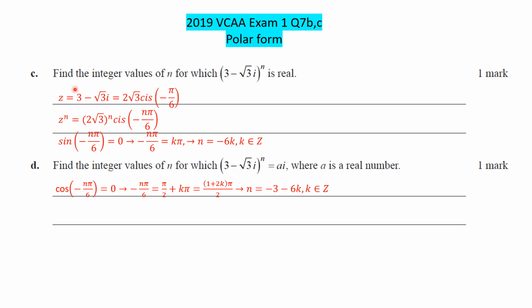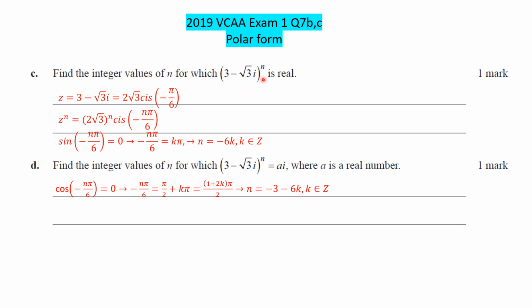But this complex number is in quadrant 4, so the angle must be negative pi on 6. You've got to be mindful about the quadrants. So now you've got z in the polar form. You can raise z to power n, and this is our result. Cis consists of both sine and cosine. So we know that cosine is the real part and sine is the imaginary part.